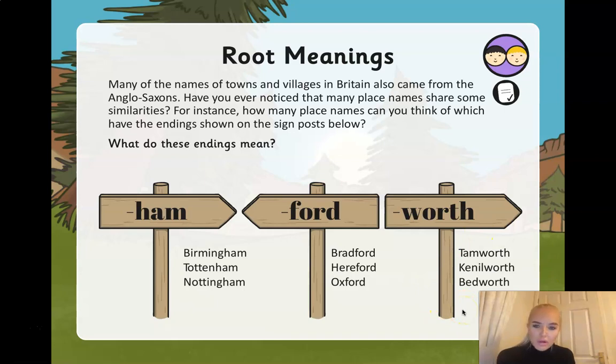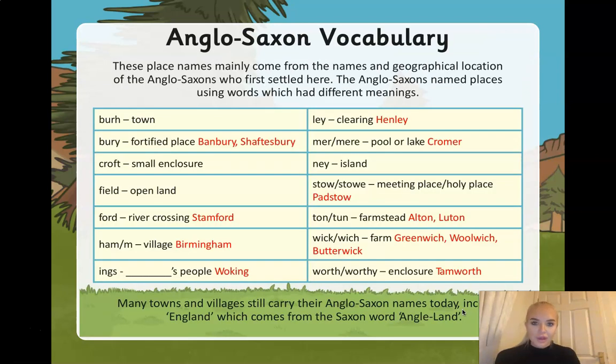But what do these endings actually mean? What does ham mean? Because it's not the food in Anglo-Saxon terms. What does ford mean? What does worth mean? We're going to have a look at that now. So, my table shows that the Anglo-Saxons named places using words which had different meanings. I'm going to talk to you about the table, and I want you to be looking at it thinking, what does that mean?